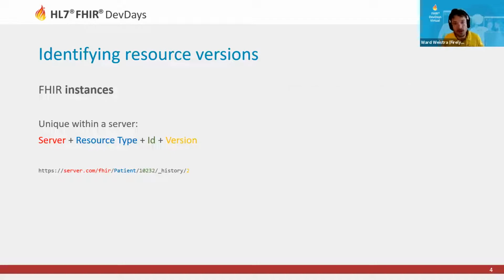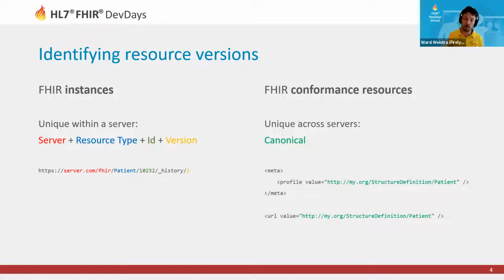But when we look at FHIR conformance resources, like structure definitions, value sets, etc., they need to be unique across servers. You want to be sure that you're using the same US core patient, for example, over multiple servers. And that's why the FHIR specification invented canonicals for those. Canonicals are basically something that looks like a URL. It doesn't necessarily need to work in the browser. It's very useful if it does, but it doesn't need to. And this canonical was meant to uniquely identify your FHIR conformance resource.